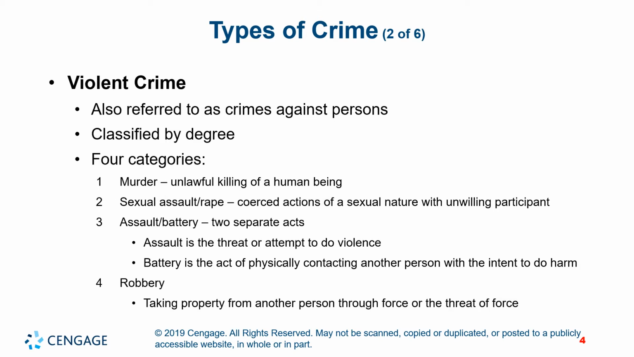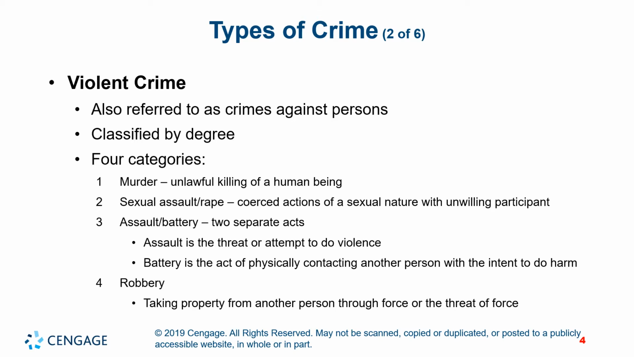Violent crimes against persons, which dominate our perspectives about crime, fall into 4 general categories: murder, sexual assault, assault and battery, and robbery. These acts are further classified by degree depending on the circumstances surrounding the criminal act. These 4 categories are further defined as follows.